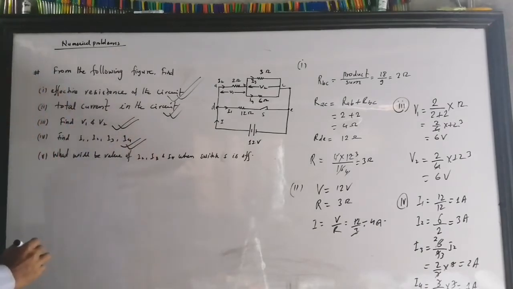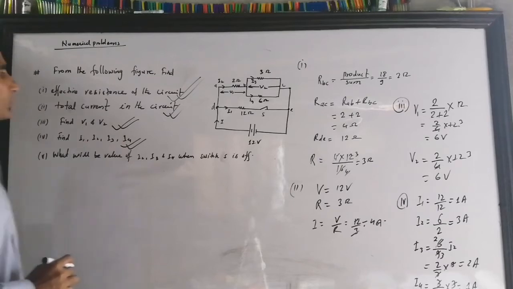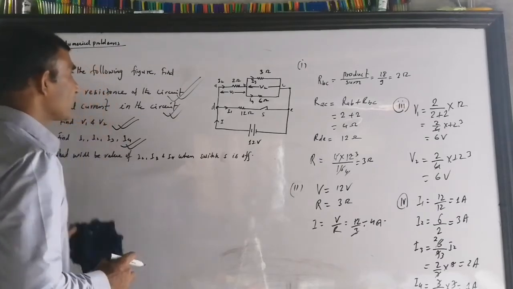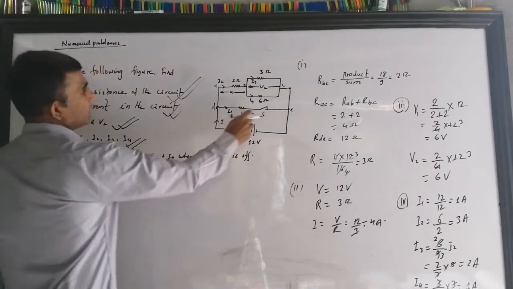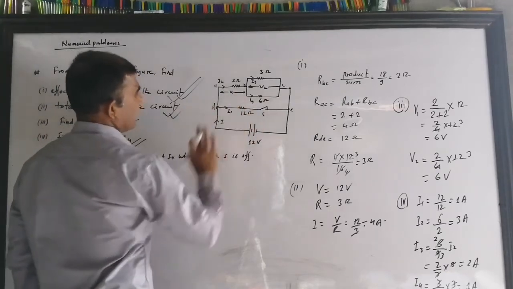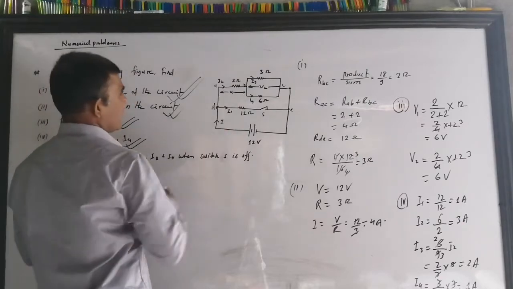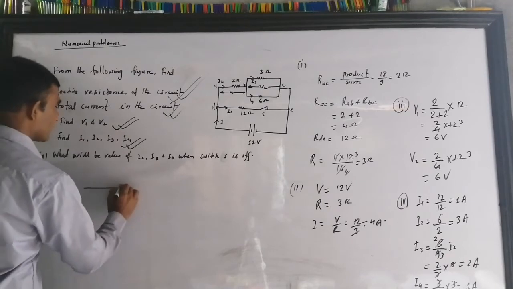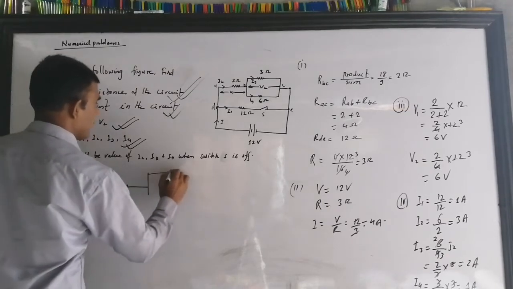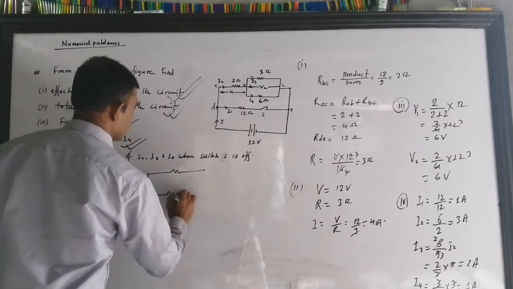And what will be the value of I2, I3 and I4 when the switch is off? It means we have to redraw the circuit. In this case, what happens? This time if the switch is off, then there is no branch left like this here. And so in that case we have to redraw the diagram, and this was our diagram. Let me draw it first.